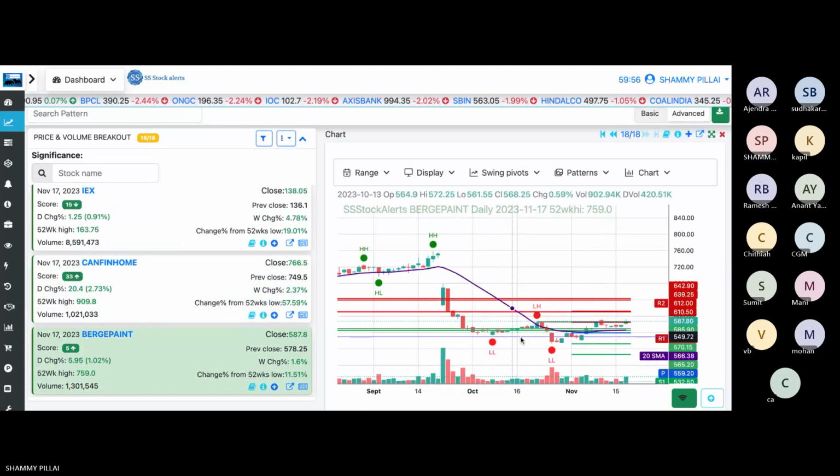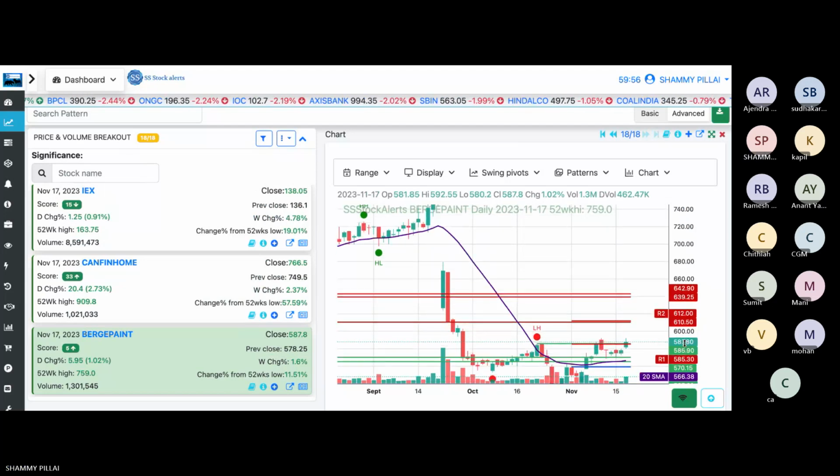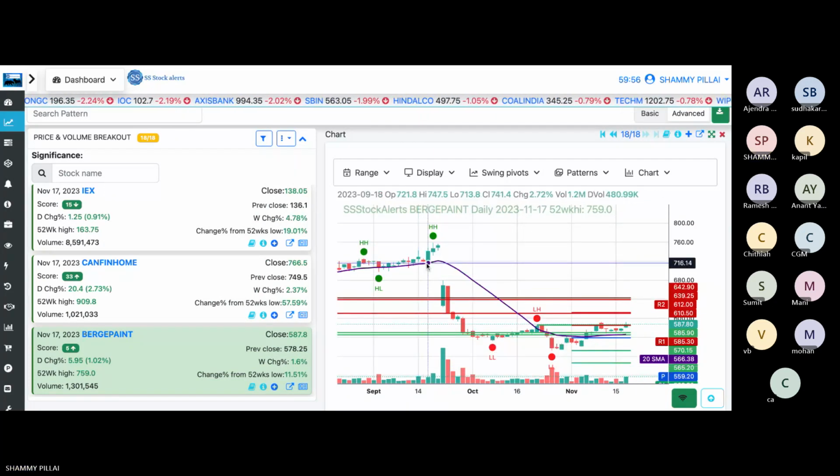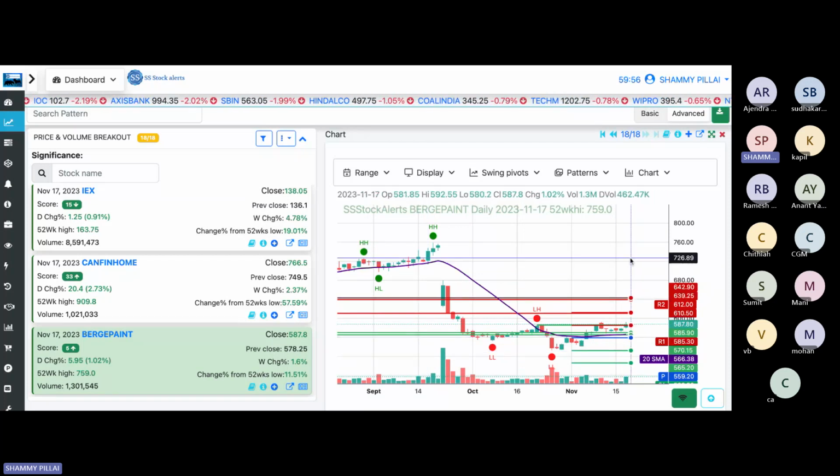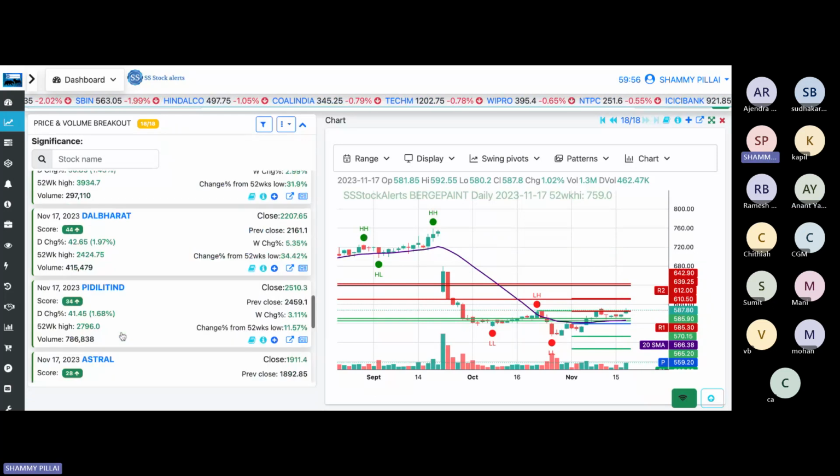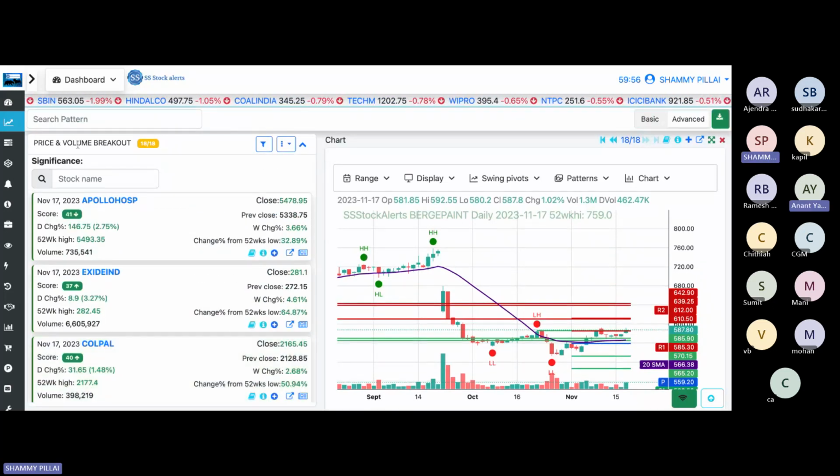Berger Paints. Ready because lots of consolidation over here, and absolutely there is a huge gap. Mark my words, some or other day it has to fill from this level to this level. Maybe in a year, maybe in 2 years, but gaps will never be left. It will be filled. So this is the strongest price and volume breakout that you can have.